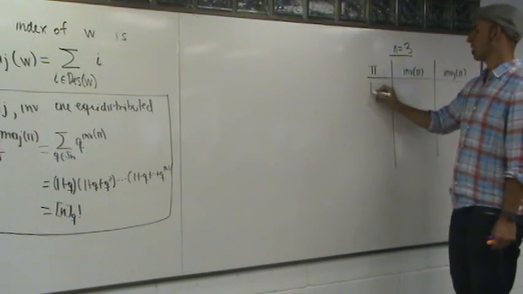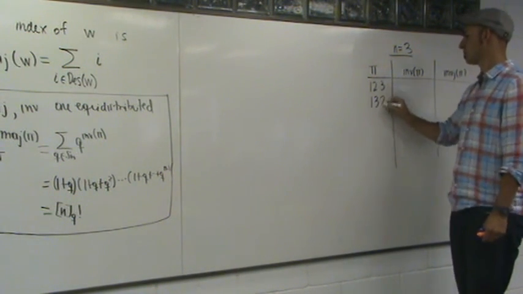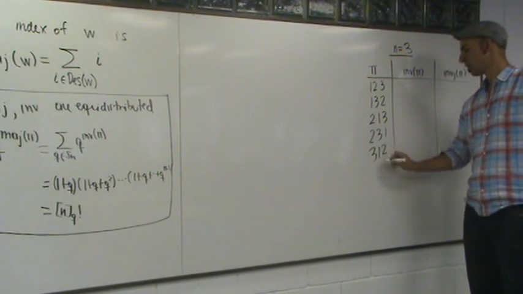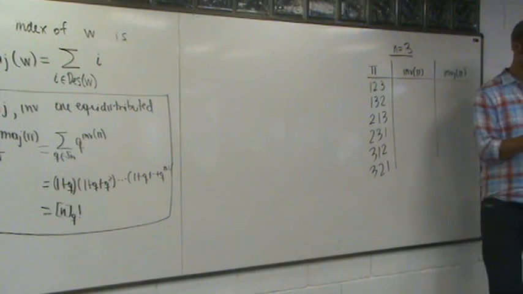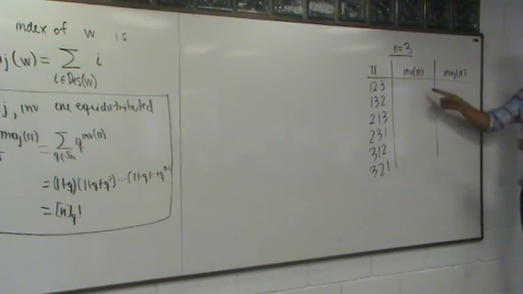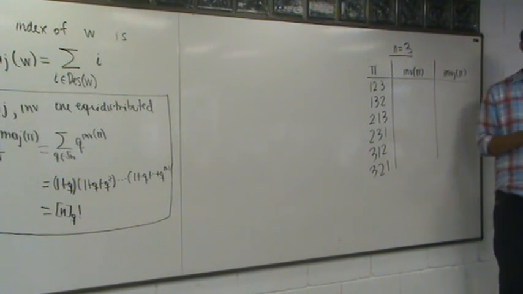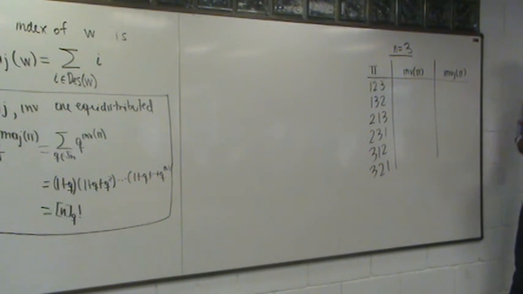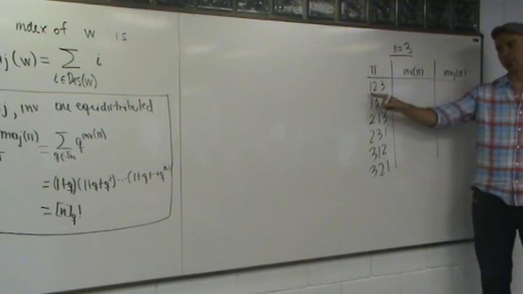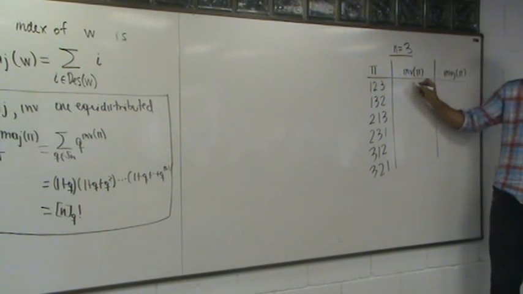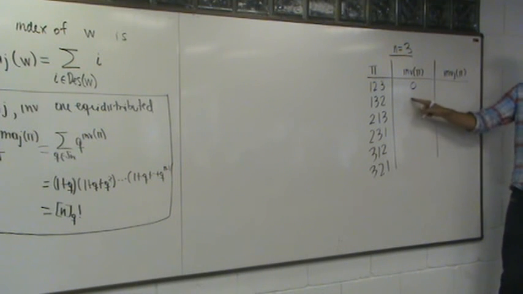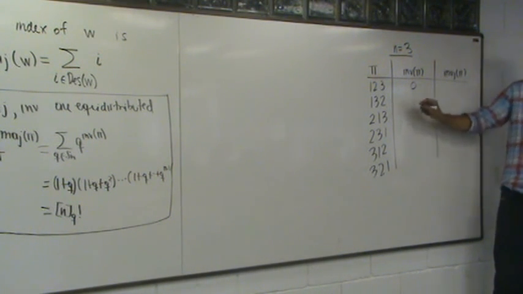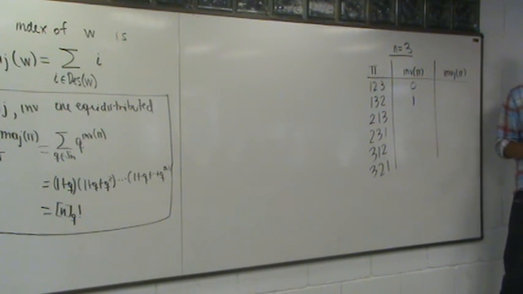Okay. So again, let me list all the permutations. And let's compute all of these things. Okay. So inversions. Let's do inversions first. So inversions, remember, are the pairs that are out of order. So how many pairs are out of order here? Well, everybody's in order here, so there are 0 inversions. How many pairs are out of order here? Only the 3 and the 2. Okay, so this is 1 inversion.